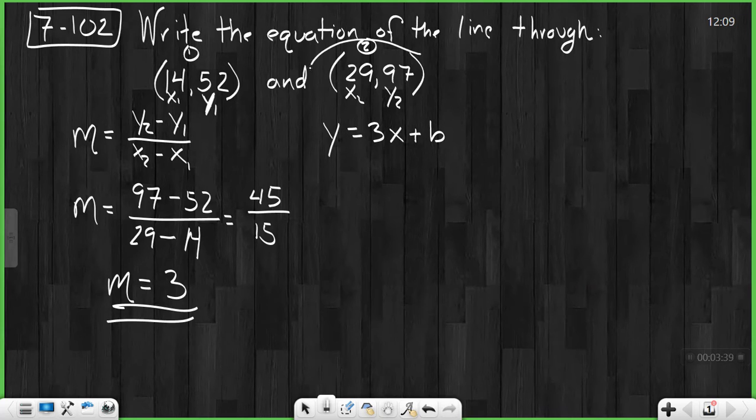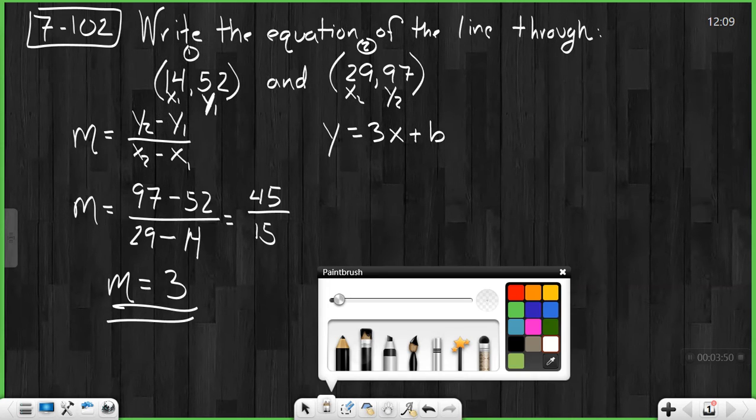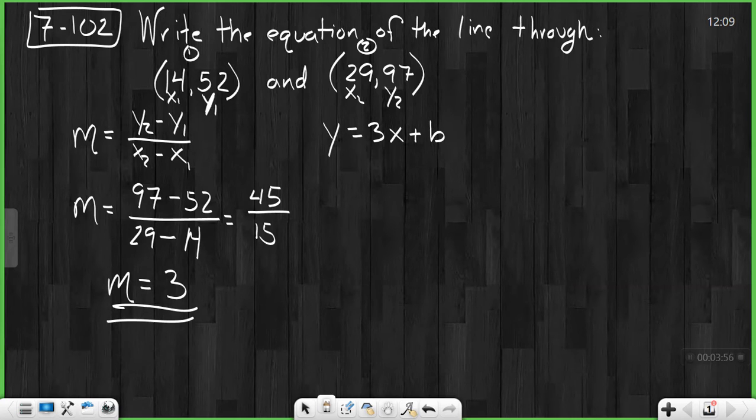Let me just make it clear. Here's a point, and there's a point. I can pick one of those 2. You would pick the bigger one, wouldn't you? I'm going with my own gut here. We're going with the smaller one. I want smaller numbers. It's so much easier to deal with smaller numbers. But if you want to use 29 and 97, go for it. You'll get the same answer either way. It really doesn't matter.